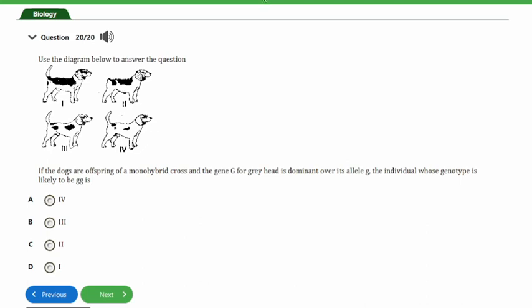And this looks like a question we've answered before, but let's go ahead and check it out. We have a diagram here, and the question says, if the dogs are offspring of a monohybrid cross and the gene G for gray head is dominant over the allele g, the individual whose genotype is likely to be gg, that small letter g, is A, IV, B, III, C, II, and D, I. So guys, you notice that the one which does not show this feature phenotypically is the one with this allele small letter g, and that's IV.